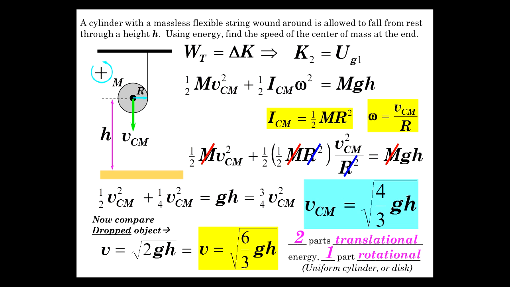So if instead this was a hoop with all the mass concentrated on the edge, then it would be equally shared. The velocity of the center mass you'd expect to be equal to 3/3 gh, or the square root of gh. And there would be a 1-to-1 correspondence between the translational and rotational energies.